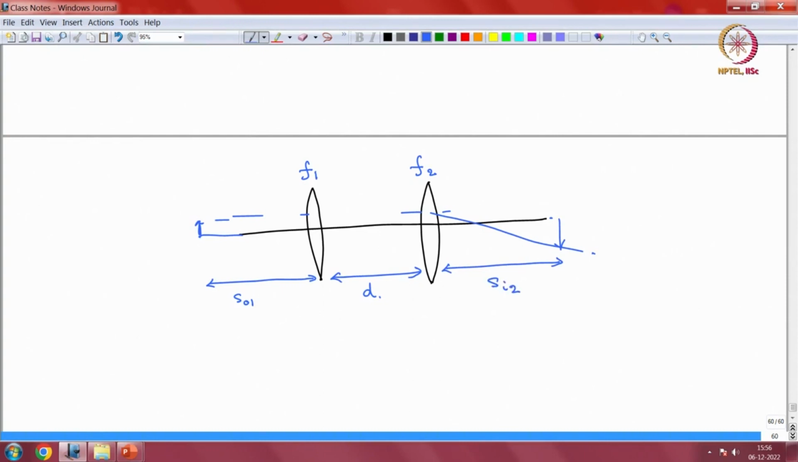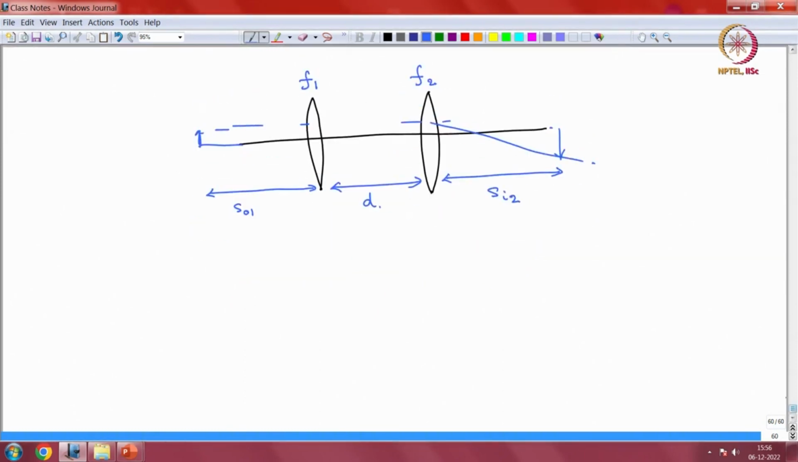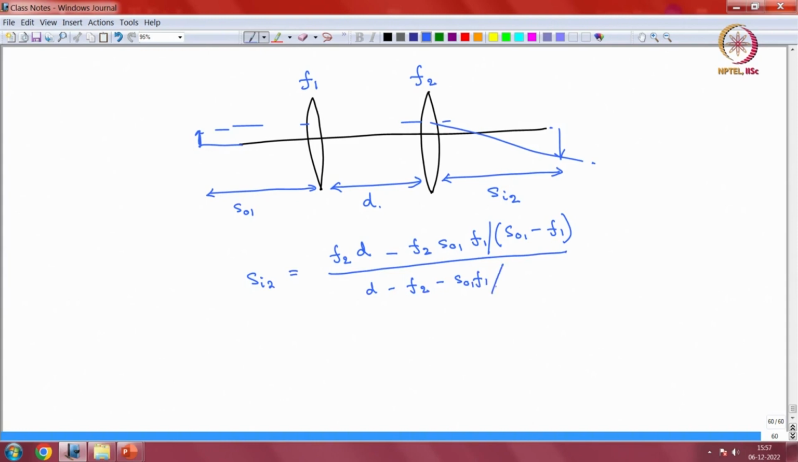In such a case, geometric optics gives, and I am stating the result without any proof, and again you are free to look up the book, this SI2 is given by this equation, F2D minus F2 S01 F1 divided by S1 minus 1 divided by D minus F2 minus S.